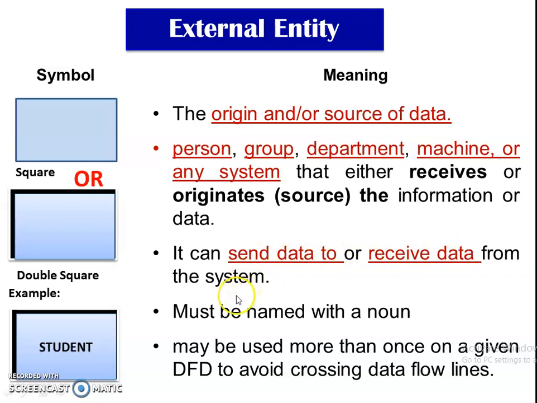Now how do we name it? We have to name it with a noun because it represents any of this. In a DFD, it can be used more than once. It means that you can repeat using this symbol with the same name to avoid crossing data flow lines.